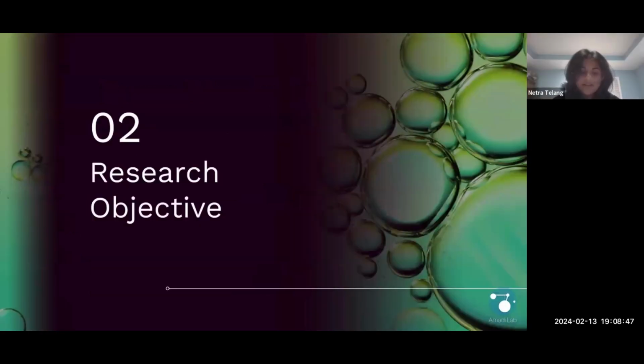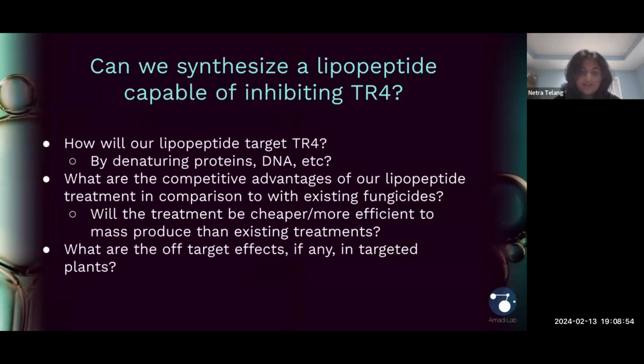Now let's talk about our research objectives, which are pretty much the guiding questions that we ask ourselves throughout our project. So the central question, and really the first question that we ask ourselves, is it possible for us to synthesize a lipopeptide capable of inhibiting TR4? And leading up to this question, we need to understand what target in TR4 our lipopeptide will target. So our treatment could work by denaturing vital proteins to the development of the disease, or also vital DNA sequences.